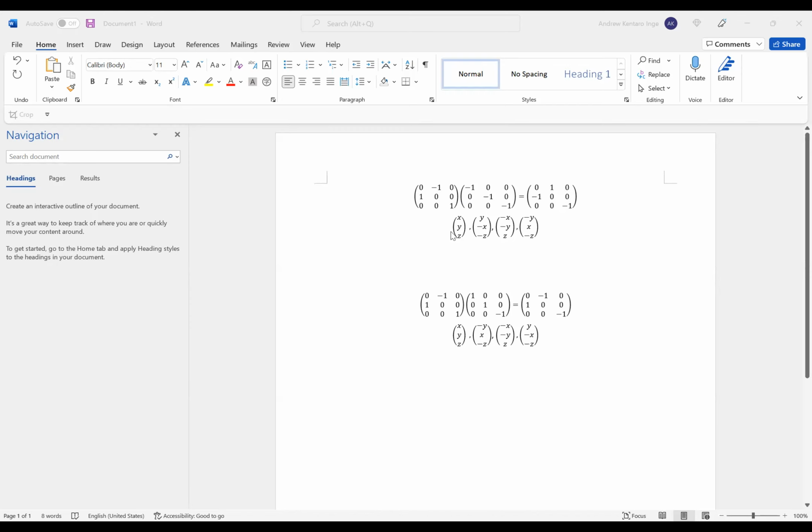So if you start off with coordinates x, y, z, and then apply this matrix, so if you multiply this matrix by x, y, z, then you will end up with y, minus x, minus z. And then if you repeat that, you end up with another set of coordinates: minus x, minus y, z, and also minus y, x, z.